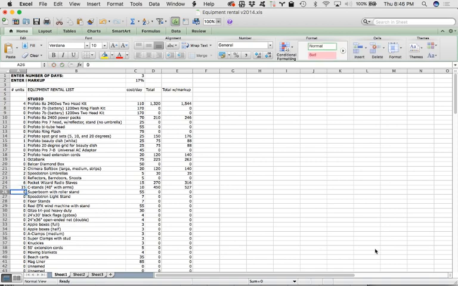Super booms, that's just a regular boom. I'm going to take 1 of those. I don't need any speedo stands or floor stands.